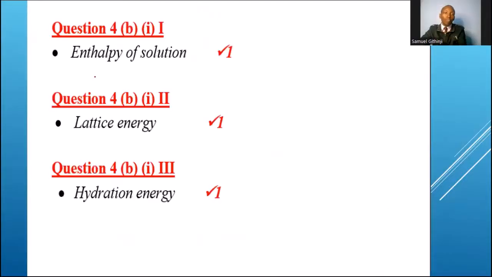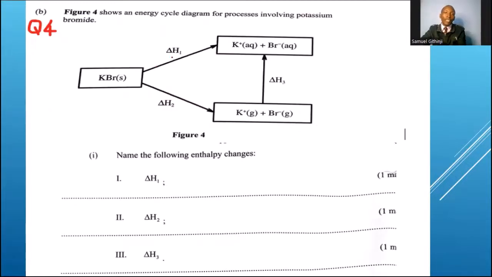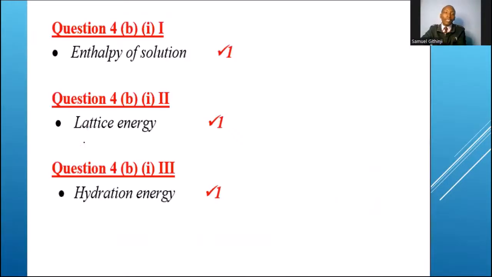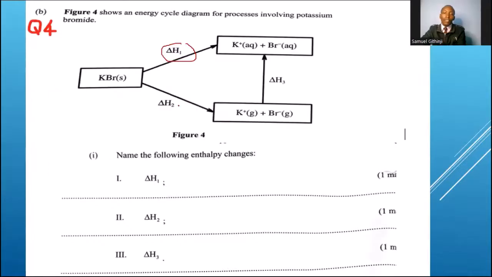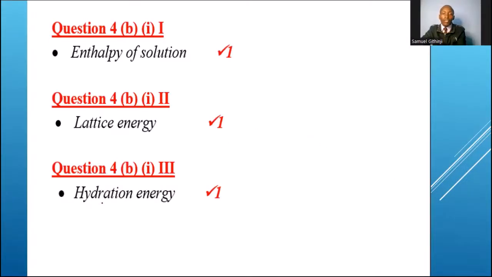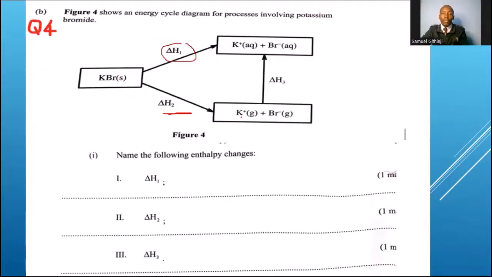So the first one, heat of solution. Here it is. This is heat of solution. This one, heat of solution. I go to this one. The second one, this is lattice energy. Lattice energy, formation of a lattice, the negative of it there. Then you have the hydration energy, that one. The gaseous ions becoming aqueous ions, that is hydration. Good. That is B.